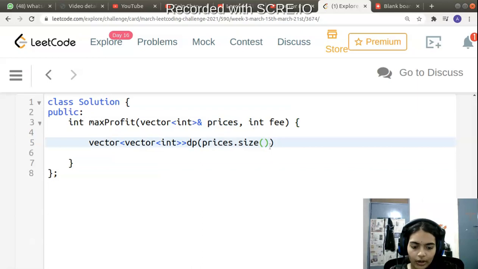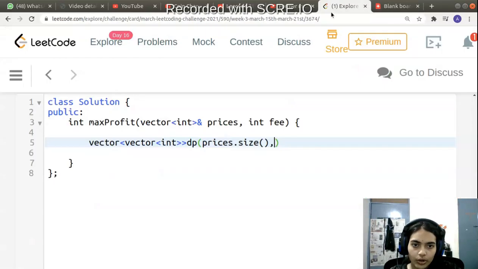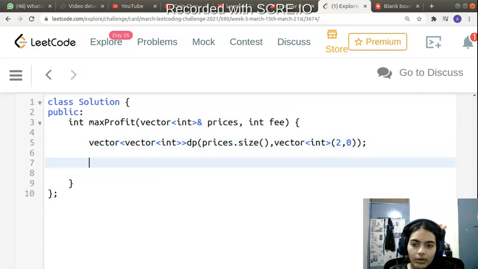And what will be the column size? I just have two options, buy or sell, so the column size is just 2. How do I declare that? A vector of int of size 2, and initially I fill all the values with 0. Now I go forward.